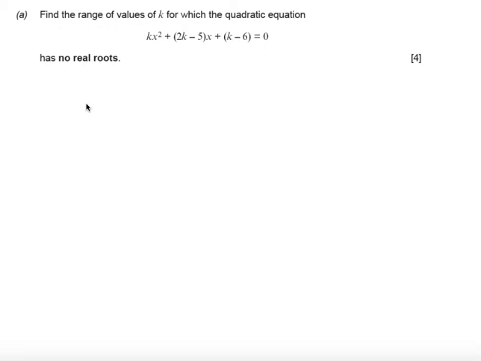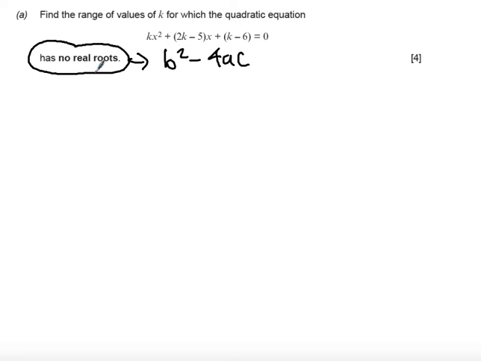In this question, we're asked to find the range of values of k for which a quadratic equation kx squared plus (2k minus 5)x plus k minus 6 equals 0 has no real roots. Well, starting off, the key to this question, a massive clue here, is no real roots. This means we're talking about the discriminant, b squared minus 4ac.